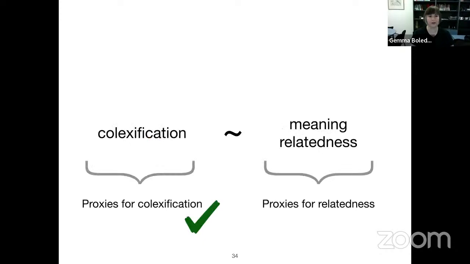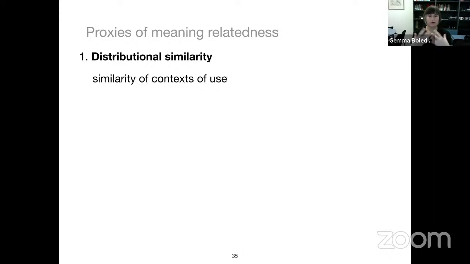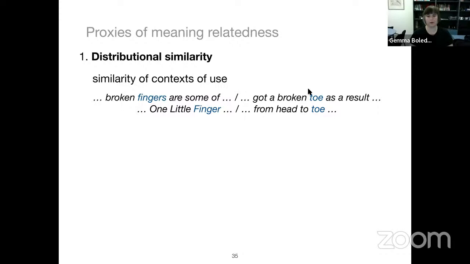Okay, we got our proxies for colexification. Now for relatedness, we use two measures that are very standardly used in computational linguistics and cognitive science. The first one is distributional similarity. And distributional similarity measures how similar the contexts of use, the linguistic distributions, of different expressions are. So for instance, if you check a large corpus, you will find some contexts for finger and toe that are quite similar. So we can talk about broken fingers and we can also talk about broken toes.